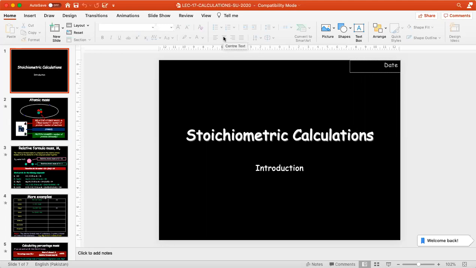Now, if the amounts of the separate reactants are known only, we can calculate the amount of product by using some stoichiometric techniques. It's actually the quantitative study of reactants and products in a chemical reaction. So basically, it's a Greek word. Stoichion means element and metron means measure.